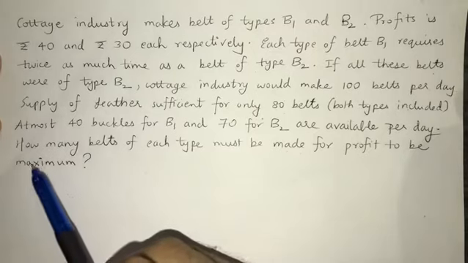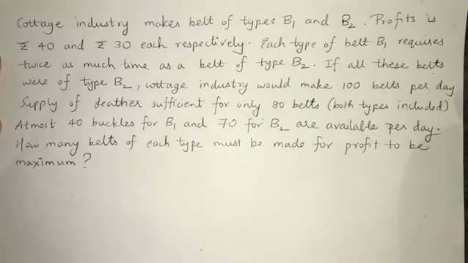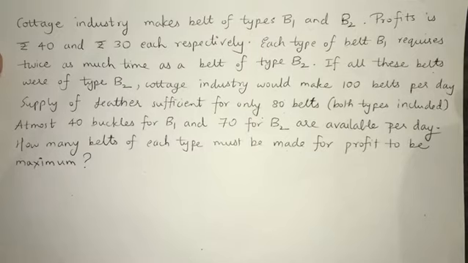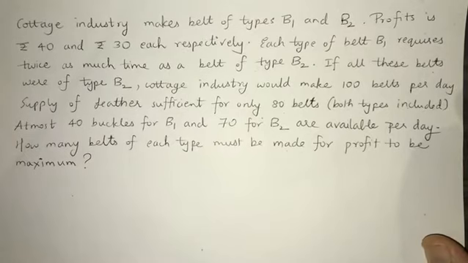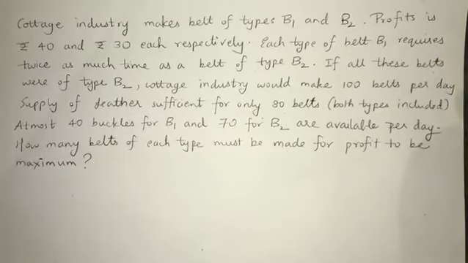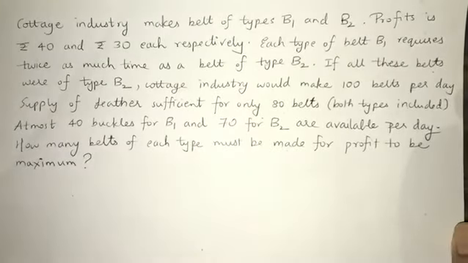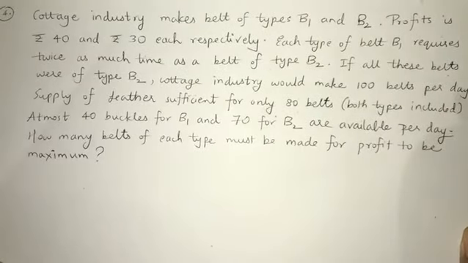See, they have asked how many belts of each type must be made. They have not asked us to form the LPP and just leave the problem. In exercise 1, the problems would end like formulate the LPP from the above word problem. In this, it will be formulate the LPP and then solve the linear programming problem, okay? So it is going to be 2 parts in the sum. So the question goes like this.